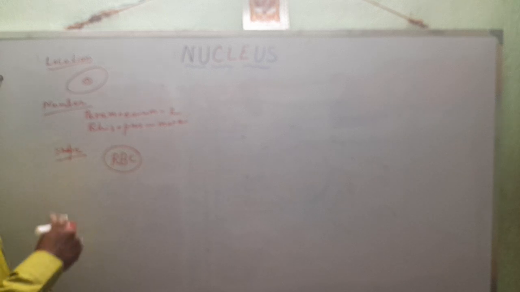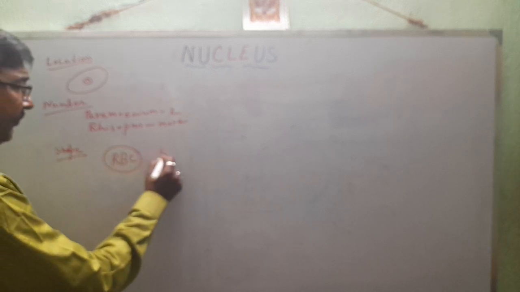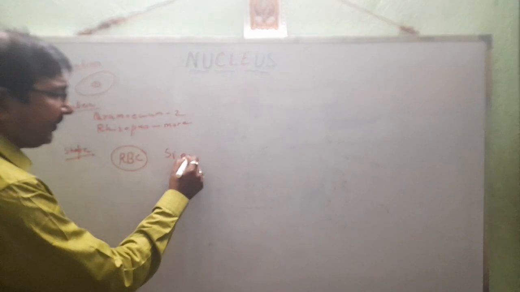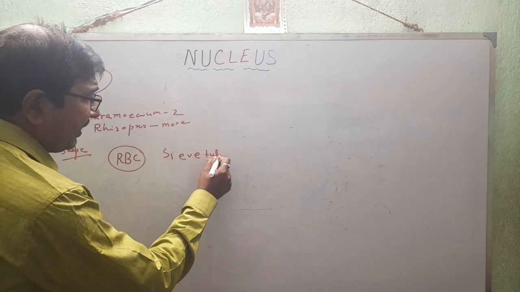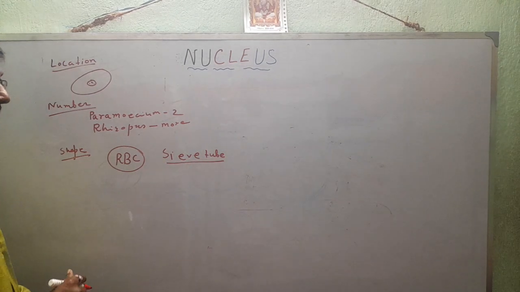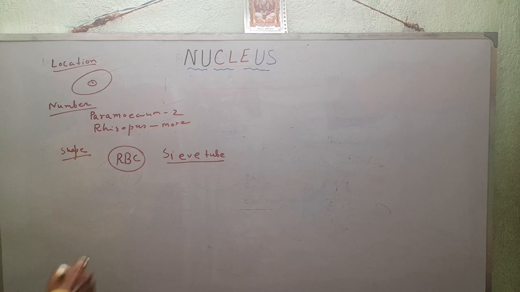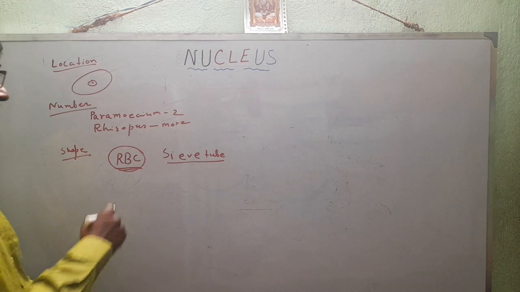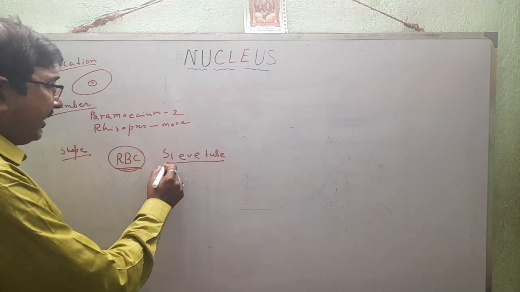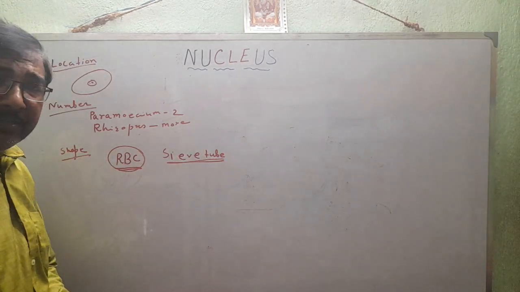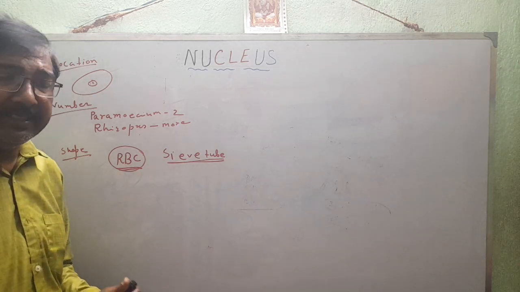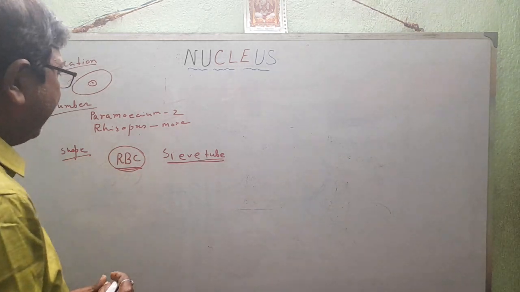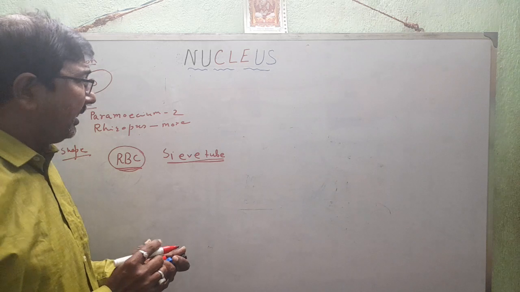And in the plant cell, the sieve tube in the plant cell does not contain any nucleus. So the mature RBC in human beings or mammals does not contain a nucleus, and the sieve tube component of phloem in the plant cell does not contain any nucleus. That's the introduction of the nucleus.